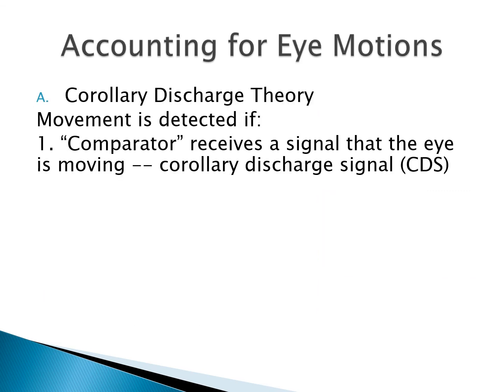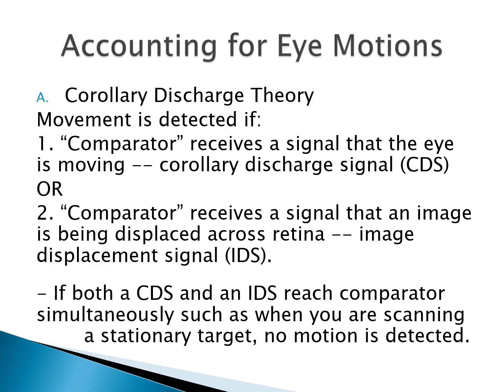But we really want to understand what's happening in the brain, and we want to be able to account for eye movements in a way that makes sense. So the theory that has done this the best is corollary discharge theory, where movement is detected if this comparator receives a signal that the eye is moving. So we get a corollary discharge signal. So let me just go through the comparator and why it's in quotes there.